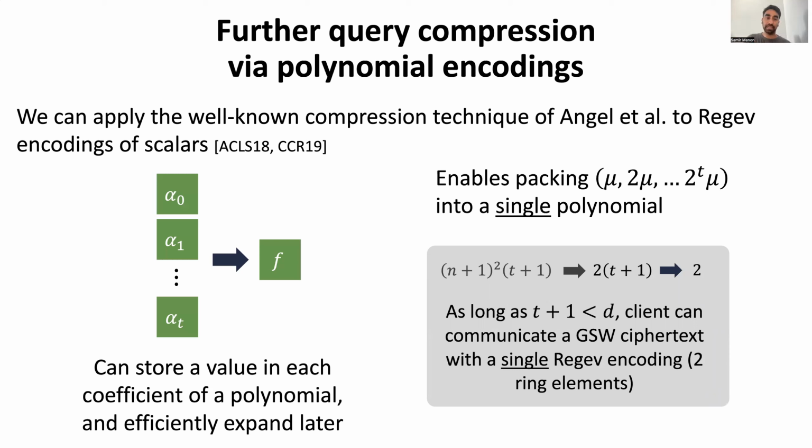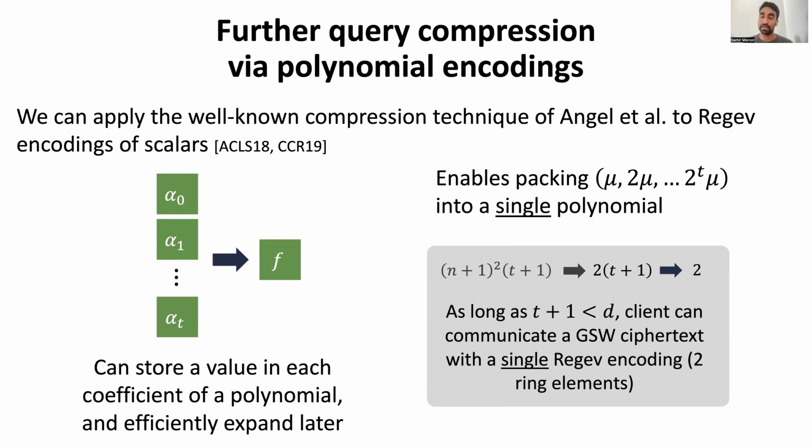This is a known technique, but what this does is it takes us from 2 times t+1 to just 2 elements. Because now we want the encodings mu, 2 mu, and so on, and we can put all of those in the coefficients of one polynomial, as long as t is less than d, basically. So t, remember, is log q. So this is almost always true. The log of the ciphertext modulus is much, much smaller than d, the dimension of the ring. So the ring is like 2048 coefficients, and t, for security reasons, cannot be much larger than like 56. So this is almost always true.